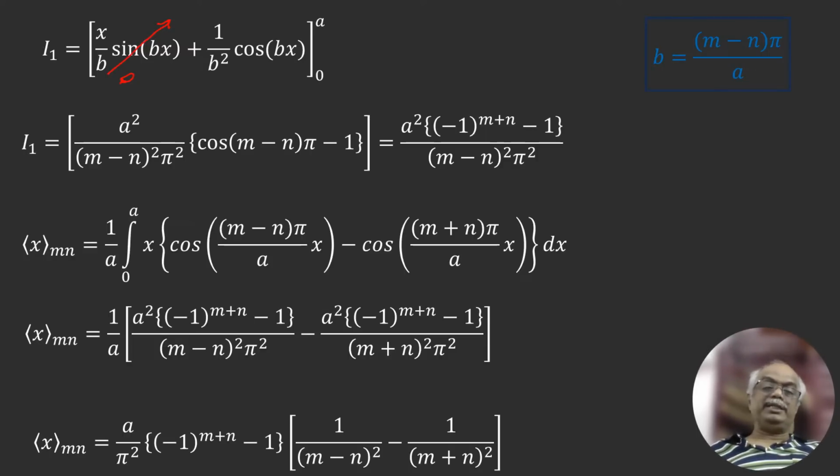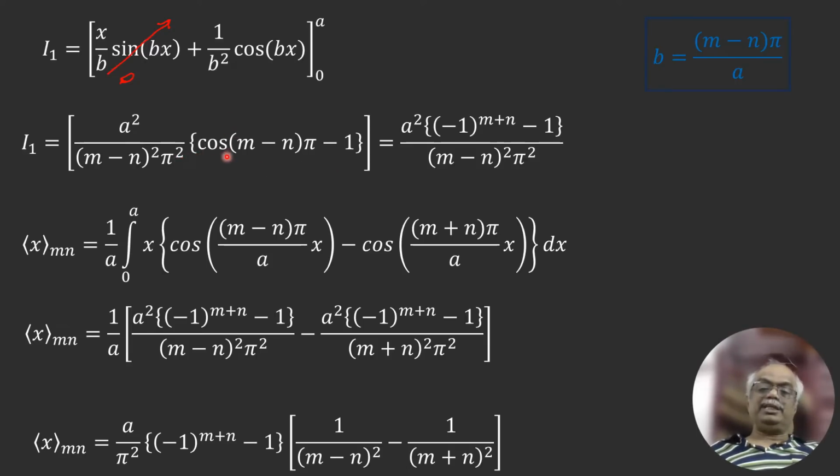Now we have applied the upper limit. Of course, here p times a is (m minus n) pi. When you apply a, this a will get cancelled, so this is just cos (m minus n) pi. Then you apply the lower limit. In the lower limit also sin 0 is 0, no problem. Then cos 0 is plus 1, and this will be minus because we are applying the lower limit. This will be minus 1.